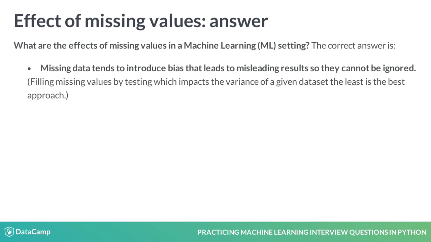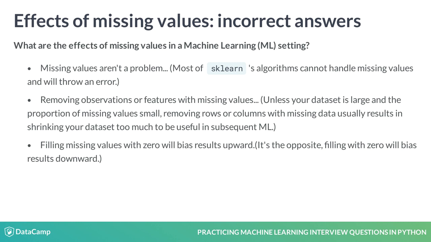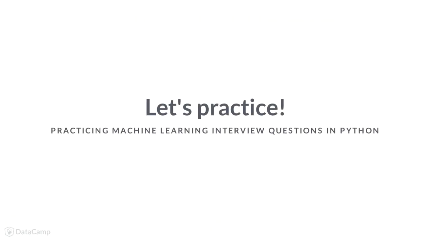The answer is that missing data introduces bias, so filling missing values by testing which impacts the variance of a given dataset the least is the best approach. These are the reasons why the other answers are incorrect. Make sure you understand them. Time to handle missing data.